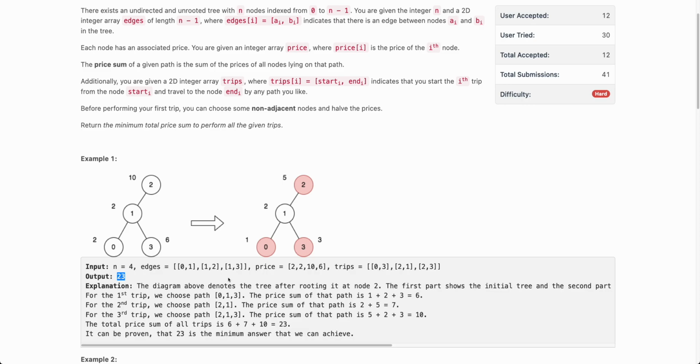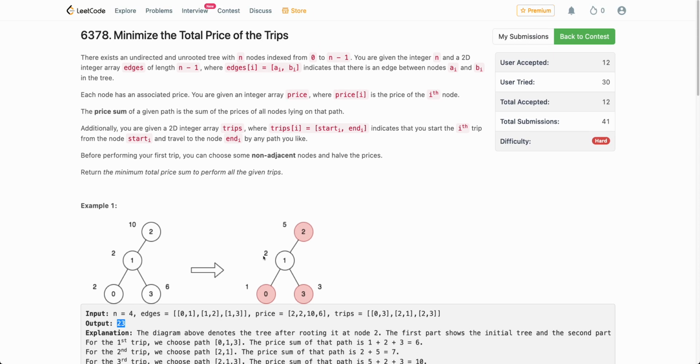Now, as always, let's try to reduce the problem first. Let's say there is no concept of reducing the price to half. So the problem states that you are given a tree with n nodes, you are given some trips, and you just need to find out the price sum for all the trips, right?